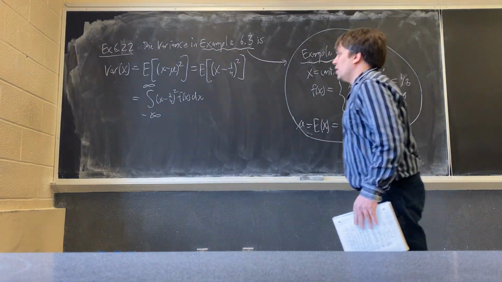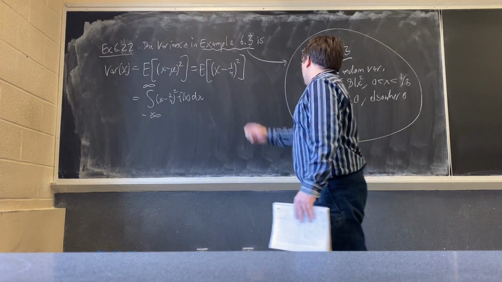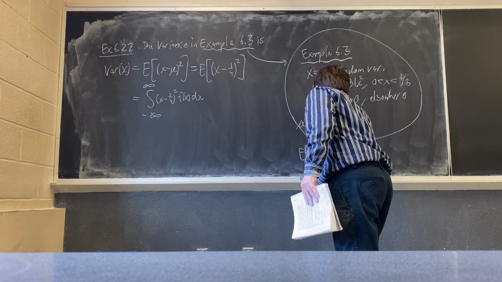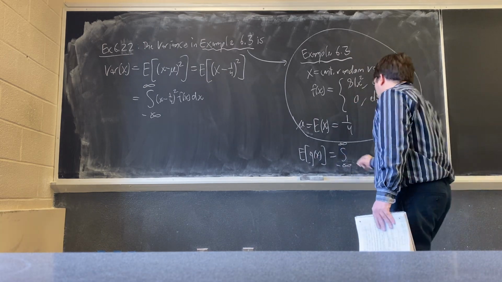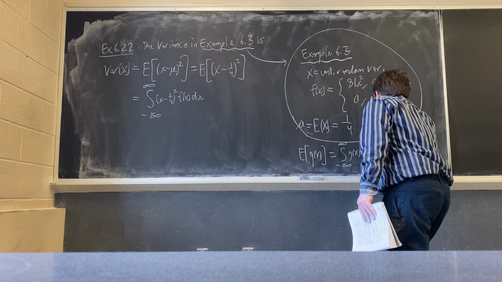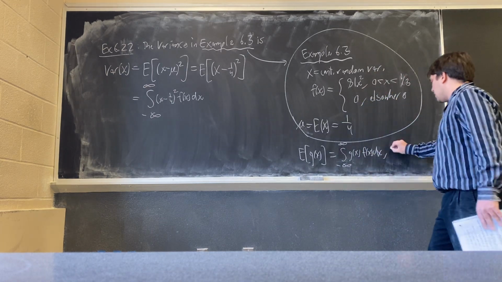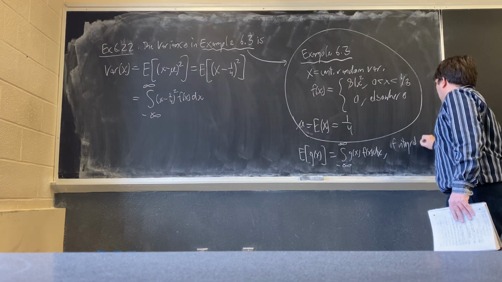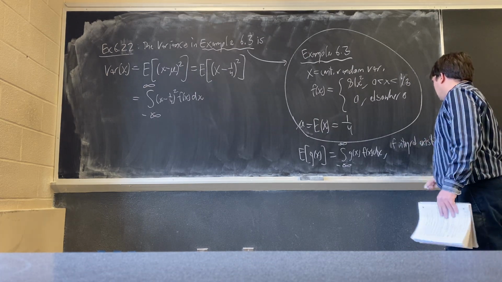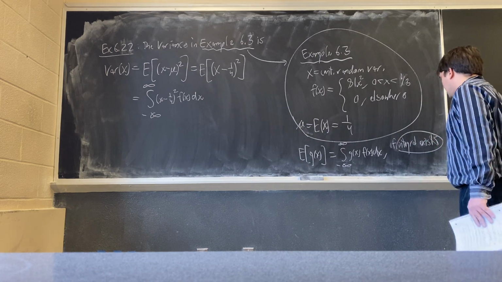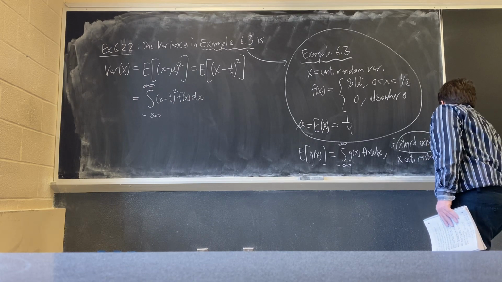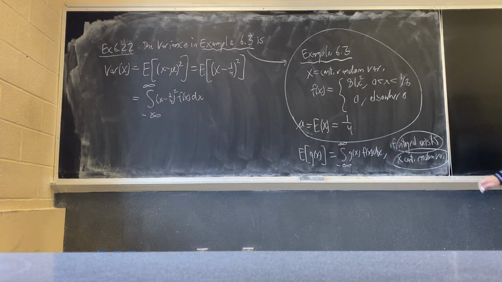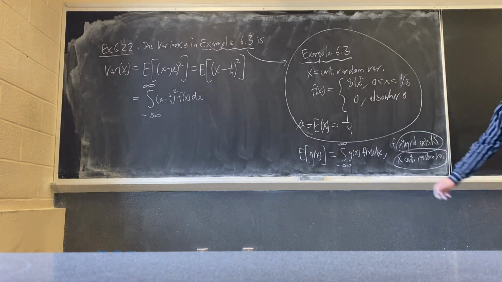Right? So as a reminder, E of g of x for a continuous random variable is the improper integral from negative infinity to infinity of g of x times f of x dx, provided the integral exists. So x is a continuous random variable and the integral exists.